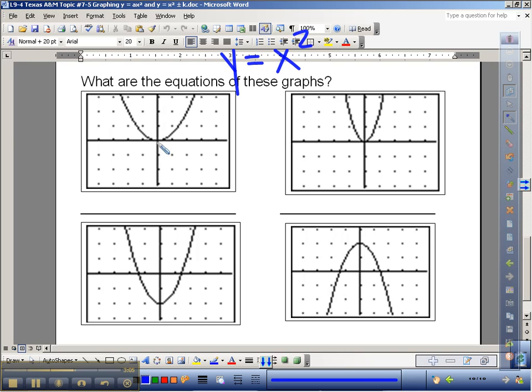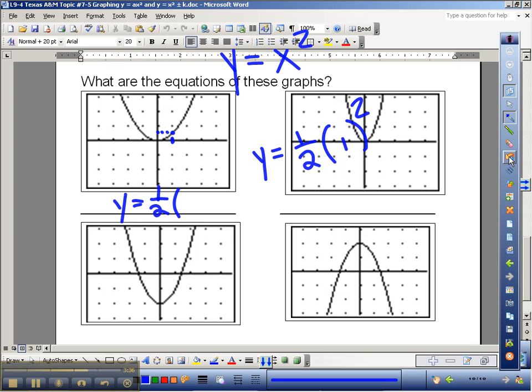I'm going to pick an x value of 1 right here. So if I put in 1 for my x, here, if you go up, my y is 1/2. If you go over here to the y, it should be 1/2. Well, 1 times 1 is 1. How do you change that to 1/2? Yeah, I have to multiply by 1/2. So the equation for this line is y equals 1/2 x².